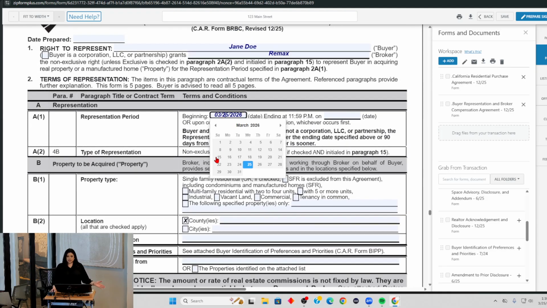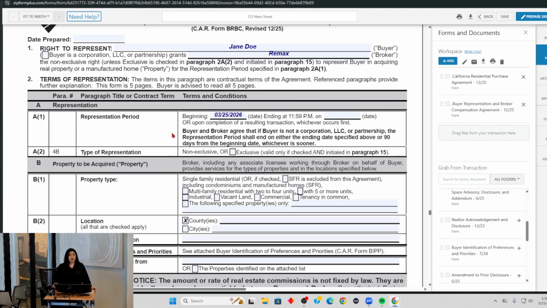So you put beginning, so it would be today, and then you would count 90 days from, not months. Maybe I can finish that short.